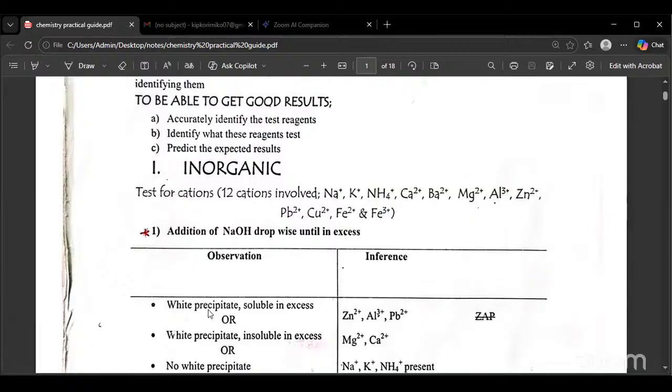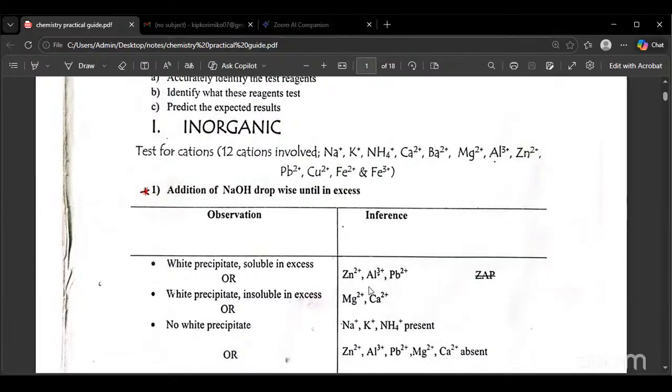So we have those ones that when you observe, ukiongeza, the ones that form a white precipitate that dissolves or that is soluble in excess, the inference that you are supposed to see. Now, I want you to see what I've written. Yeah, it is called ZAP. That is actually how you are supposed to identify. Of course, I cancel this one. There is a reason why I cancel, because students can write ZAP present. Yeah, there is ZAP. It is for zinc, aluminium, and lead. Zinc, aluminium, and lead means ZAP.